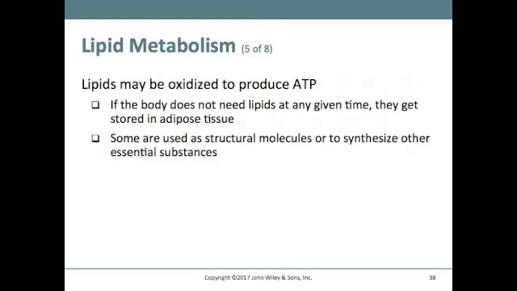Furthermore, lipids may also be oxidized to produce ATP. If the body does not need lipids at any given time, they get stored in adipose tissues. Some are used as structural molecules or to synthesize other essential substances.